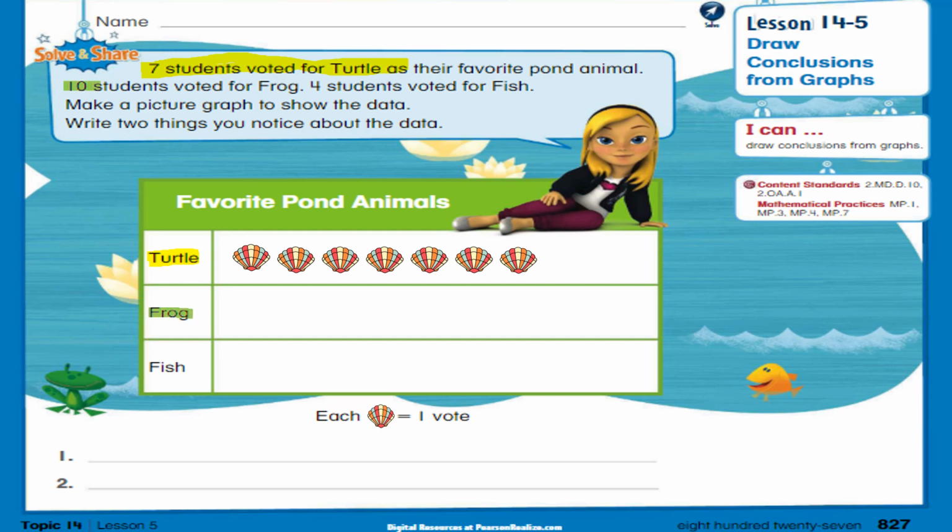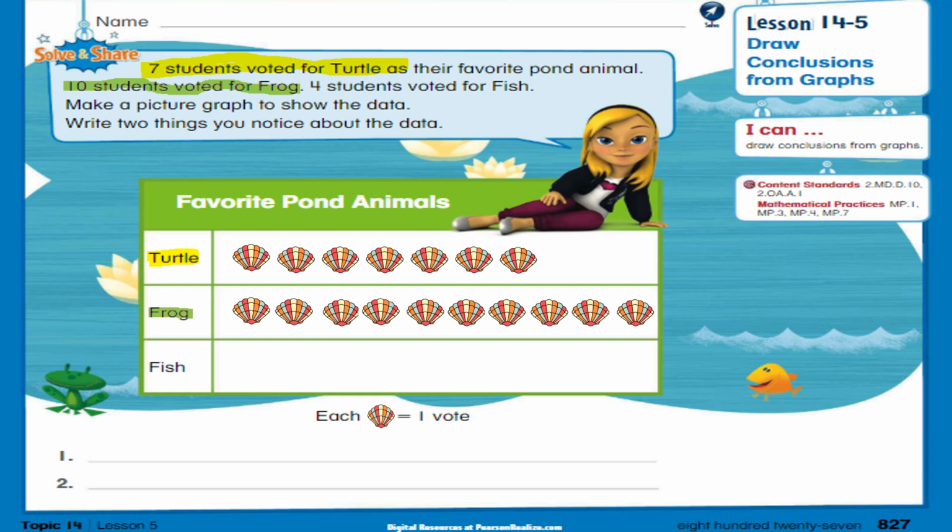Excellent. 10 students voted for frog. So how many shells will we draw for frog? Very good. 10. So let's draw 1, 2, 3, 4, 5, 6, 7, 8, 9, and 10.